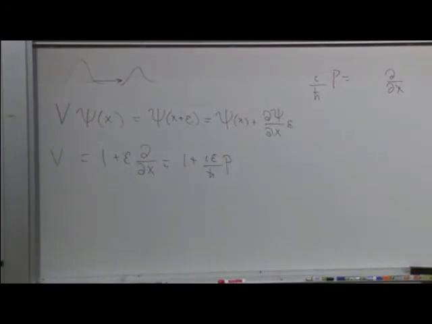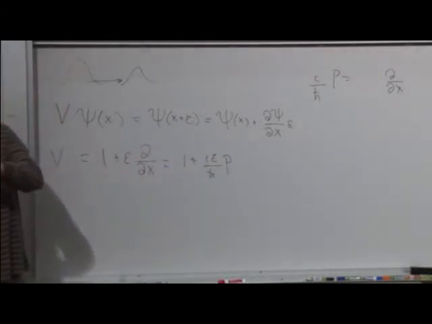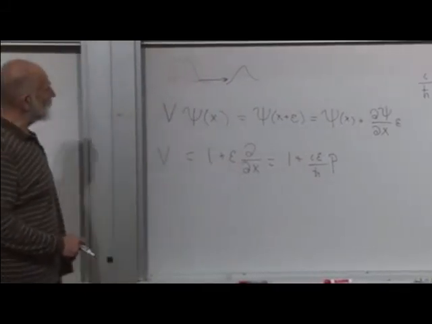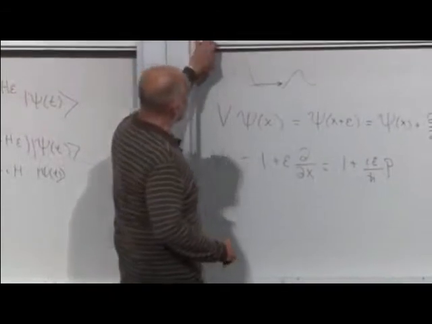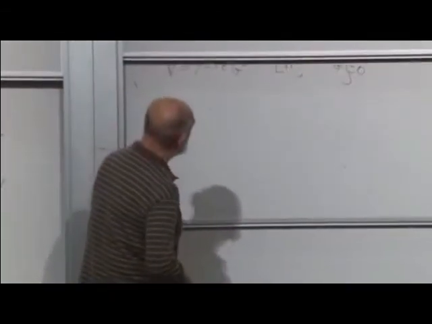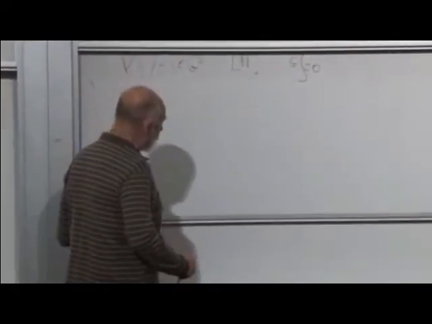We now have an example of an infinitesimal symmetry operation. By infinitesimal, I mean just a little bit of a shift. And we found out what its generator is, the G. Where was it? Did we have G here? No. Yeah. V is 1 minus i epsilon G.